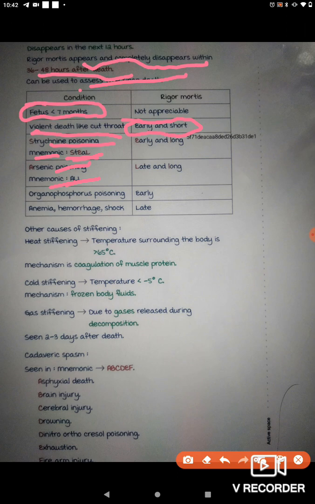So rigor mortis comes early in organophosphorus poisoning. Anemia, hemorrhage, shock, it comes late. In violent death, it is short and early. Strychnine poisoning, it is short and long. Arsenic poisoning, it is late and long.